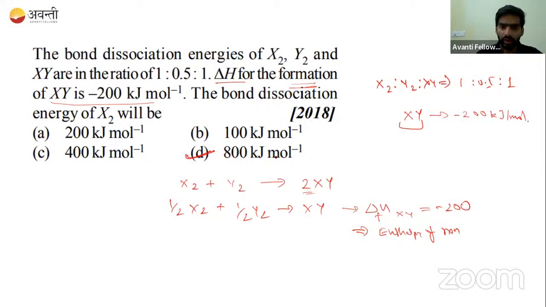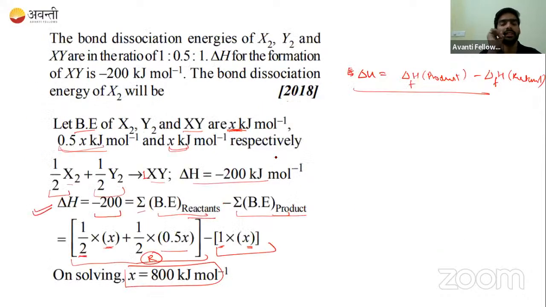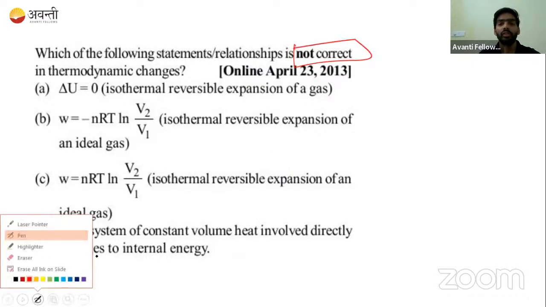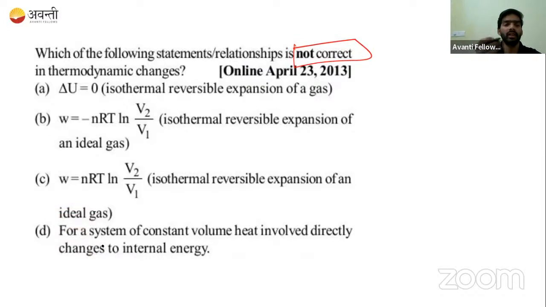Okay. Now move to the next question of J 2013. What is it telling? Which of the following statements or relationships is not correct in thermodynamic changes? Again, what it is asking is about the not correct. Okay, you don't have to be confused. If you see the right answer, like the correct statement, you will directly take it, but it is asking about the not correct. So let's see option A.